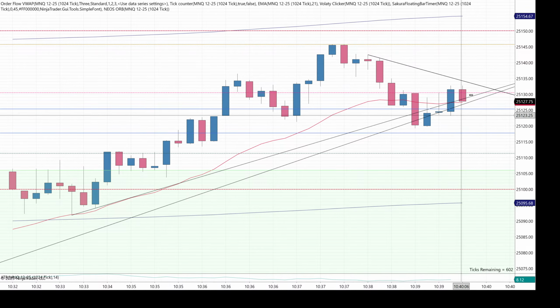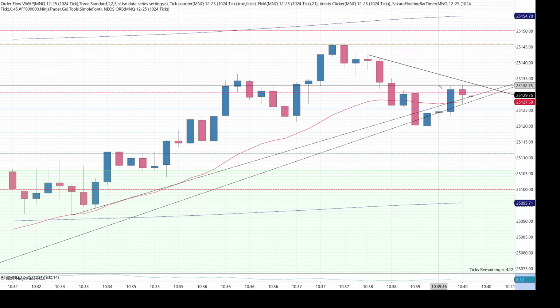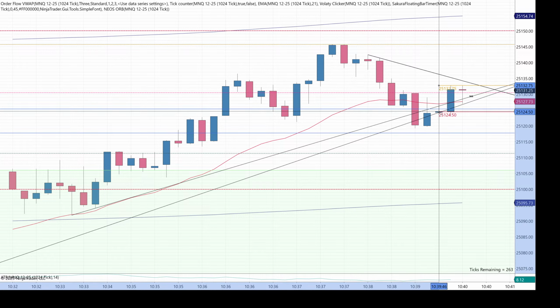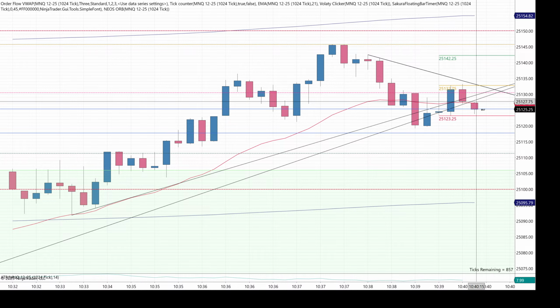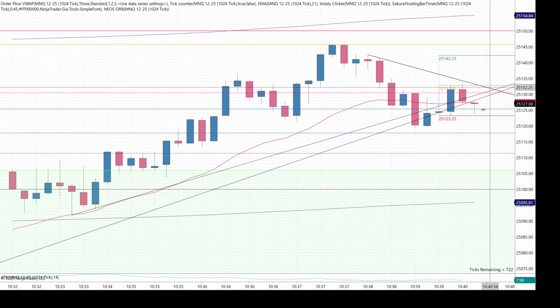This is a false, actually it didn't trigger yet. So let's see what happens. It would be a false positive if it triggered. It did trigger there, but it's false positive because of this trend line.